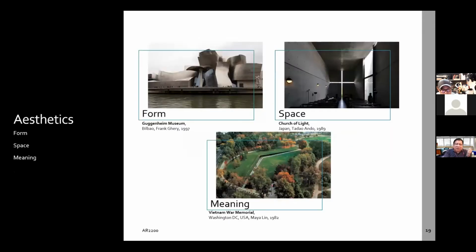Now, the design problem may call for aesthetic considerations. So in aesthetics, we have three issues. The issue can be form, which is what Frank Gehry did when he was building the Guggenheim Museum in Bilbao. Because the site is very strategic, it has to capture the attention immediately. And how he did the form is also very famous, no? I don't know whether it's a joke, but I think he mentioned it himself, it's inspired from a crumpled paper.